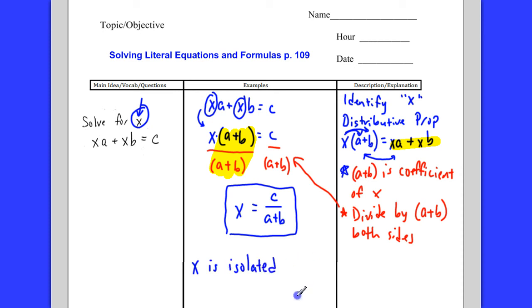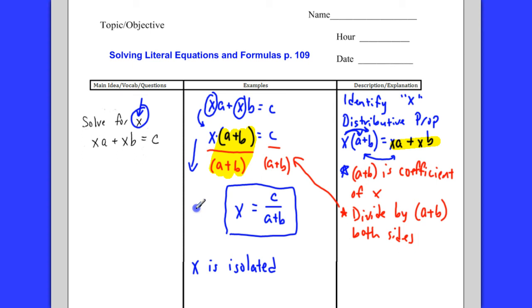So really, we didn't do anything differently than we did before, other than this first step, that is. That first step is new for you. But after that, it's really the same thing that you've been doing. If you had, say, x times 5, you would divide by 5. If you had x times 10, you'd divide by 10.